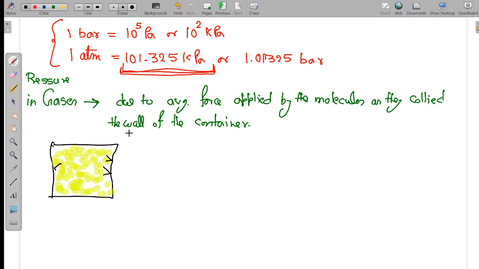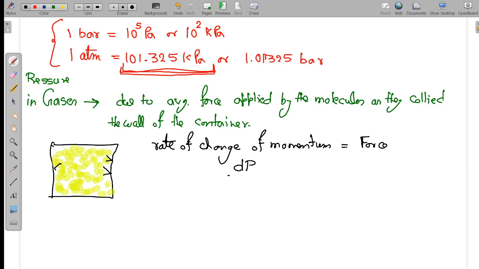We all know from Newton's second law that the rate of change of momentum is equal to force. So we can write dp/dt is equal to force, where p is the momentum. And we know that momentum is equal to mass into velocity.